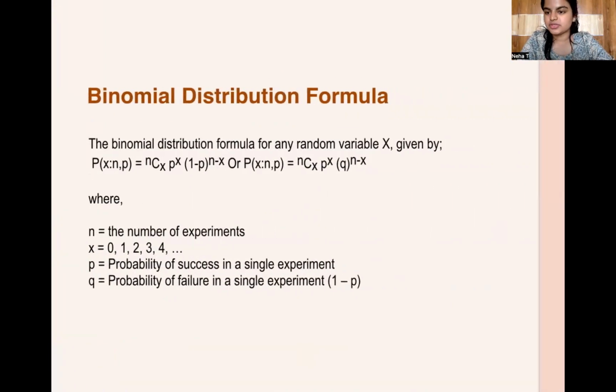Then binomial distribution formula. So the binomial distribution formula for any random variable x is given by P(x) = nCx p^x (1 - p)^(n-x). So 1 minus p, we can even take it as q. If p is the probability of success in an experiment, q will be the probability of failure, that is 1 minus p. And n is the number of experiments. X varies from 0 to n.